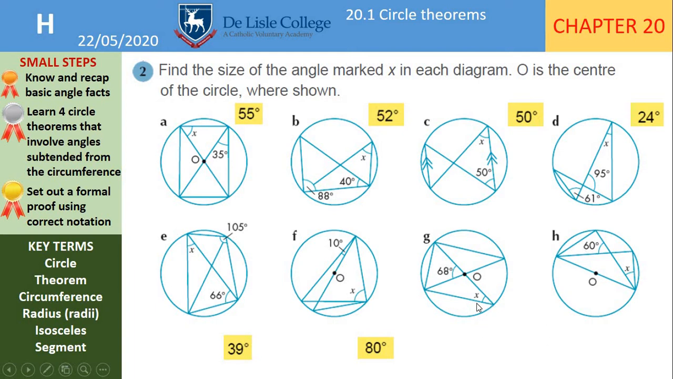Okay, question G. The angle at the centre is double the angle at the circumference, so X is 34 degrees. And then finally, question H. We've got vertically opposite angles are equal, so that's 60. We've got 90 here due to the diameter, and then angles in that little triangle, X becomes 30 degrees.